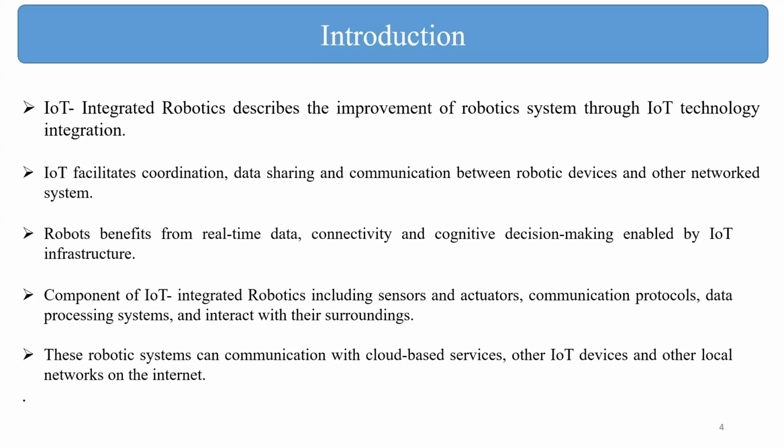The infrastructure components of IoT integrated robotics include sensors and actuators, communication protocols, and processing systems that interact with their surroundings. The robotic systems communicate with cloud-based services and other IoT devices, and are also integrated with local servers or another network.